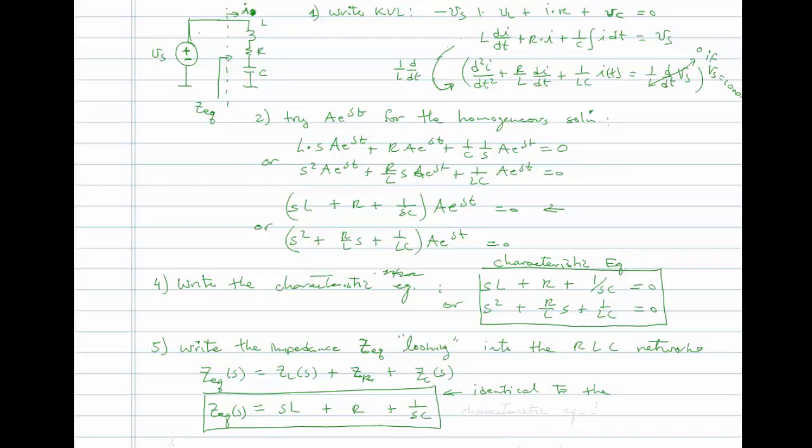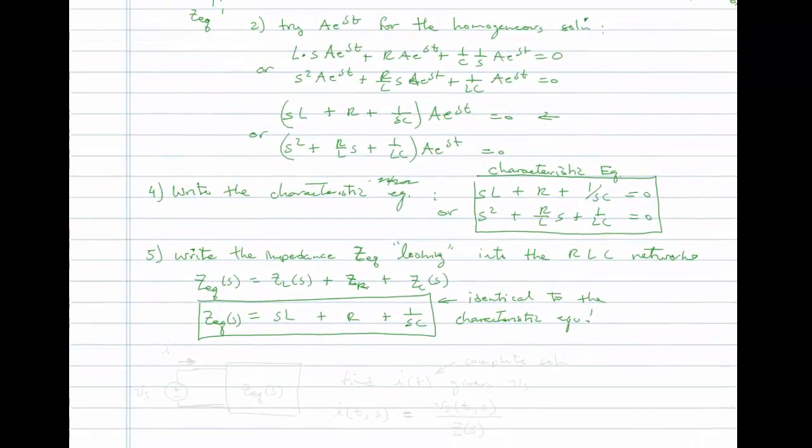To the characteristic equation. And this should be exciting. Why? Because to date, the only way we arrive at the characteristic equation is by actually writing the differential equation and then trying out Ae to the st. And here we have found another way to arrive at something that is equivalent to the characteristic equation, but we arrived at it without having to write any differential equations. Now let's put this to use.